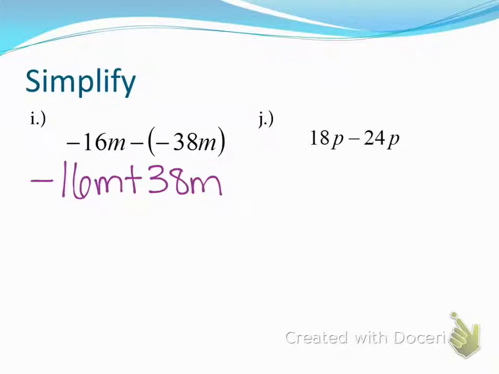Kion, what'd you get there? Is it 22m? Very good. So when we are adding with different signs, we subtract the absolute values and keep the sign of the bigger number. So 38 minus 16 is 22. 38 was bigger, it's positive, our answer is positive. Of course, we don't forget the m.